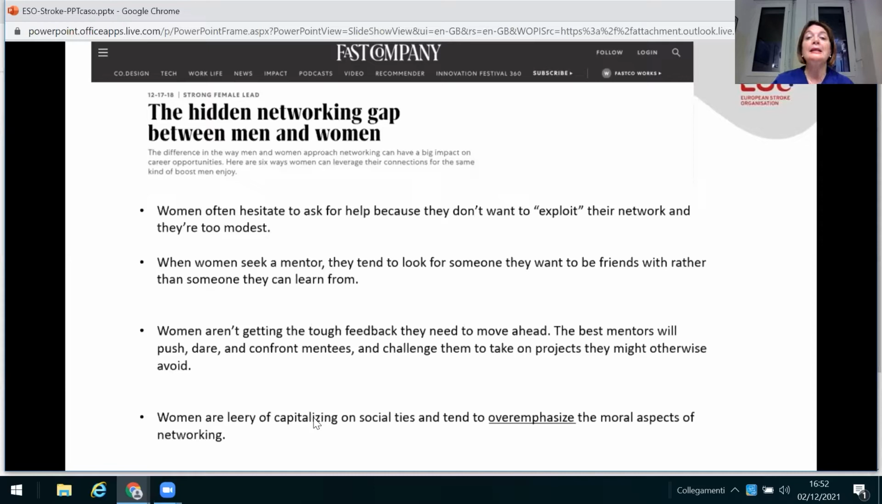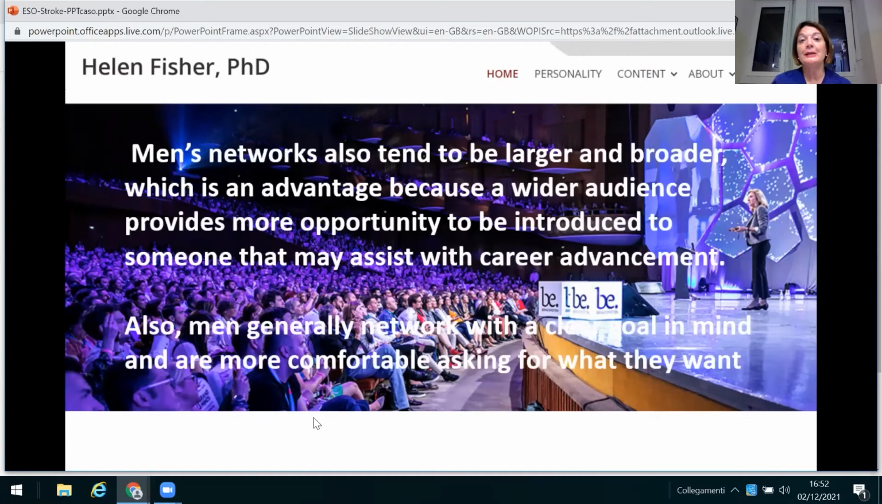And I think, when you say it's a mistake, I'm not sure, but we tend to overemphasize the moral aspect of networking. And this is a very nice sentence from Helen Fisher, a PhD in neuropsychology. Men's networks also tend to be larger and broader, with an advantage because a wider audience will provide more opportunity and introductions to someone who may assist you with career advancement. And as I said already, they are more comfortable asking for what they want.